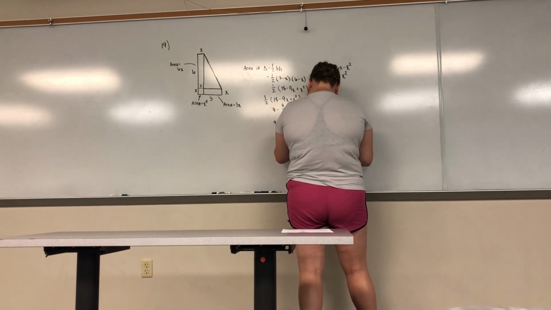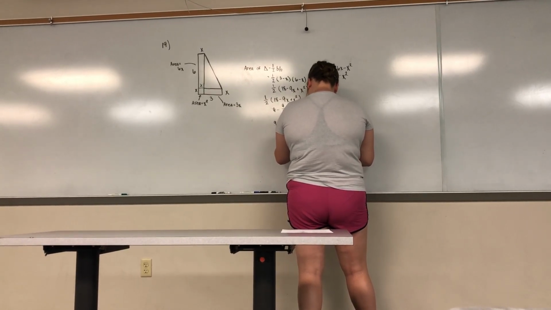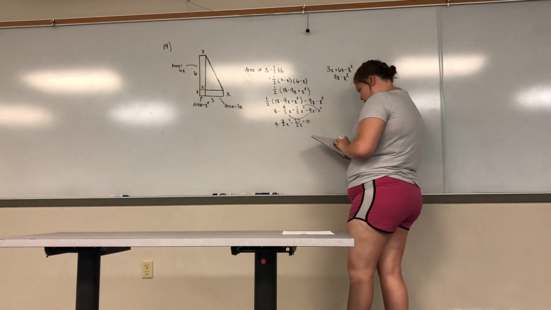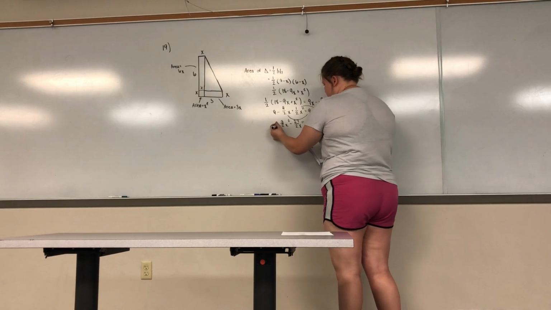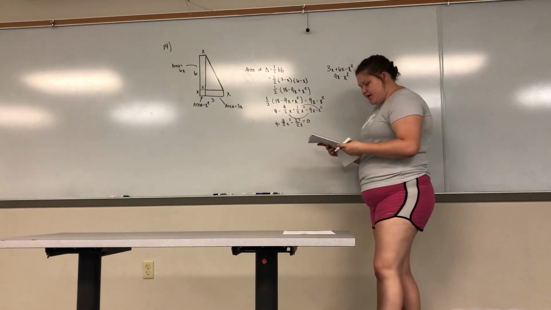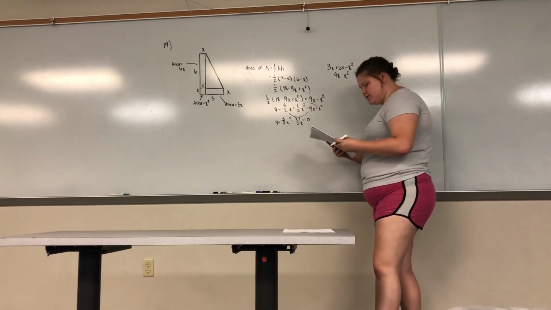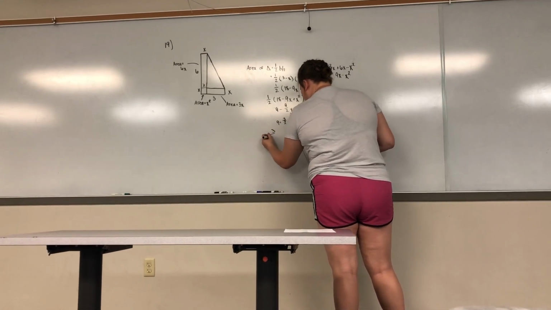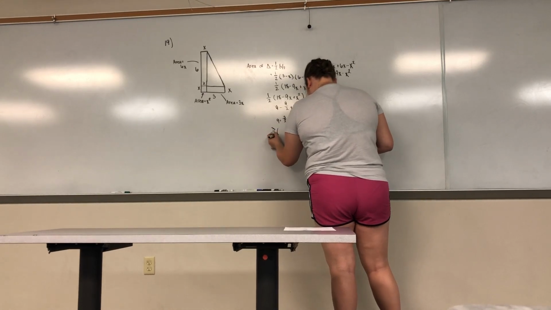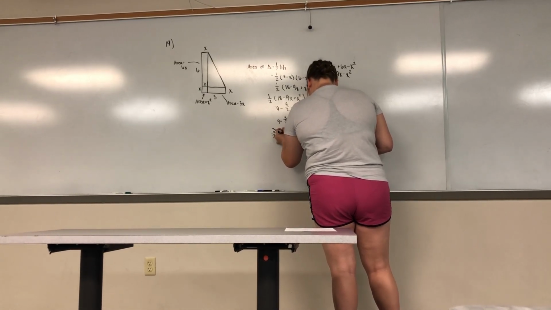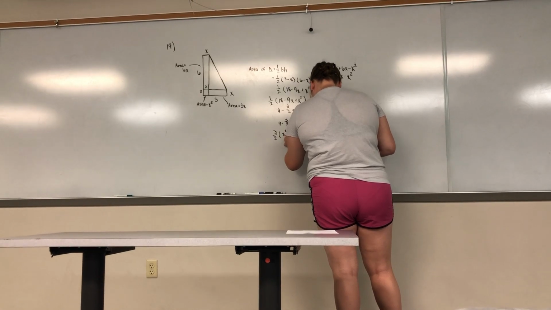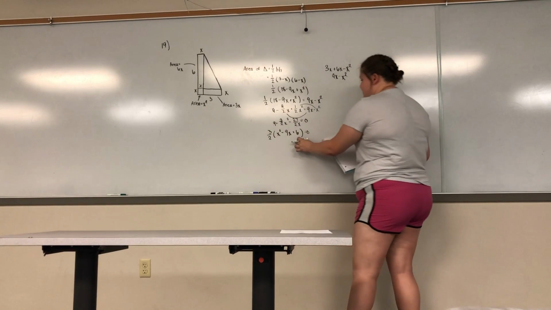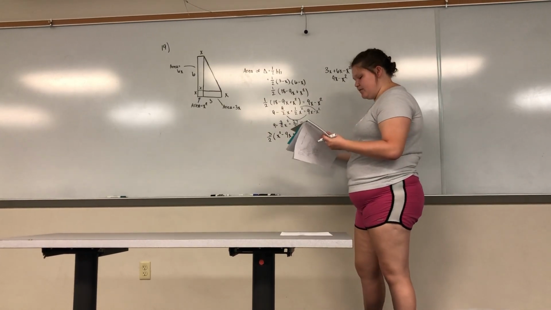minus 27/2 x. Okay, so what we can do then is pull out a 3/2. And then I just rearranged it so we have it going down powers.